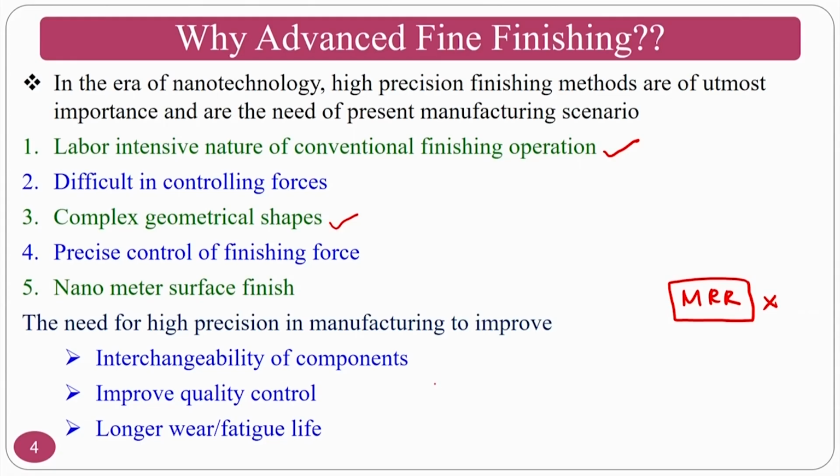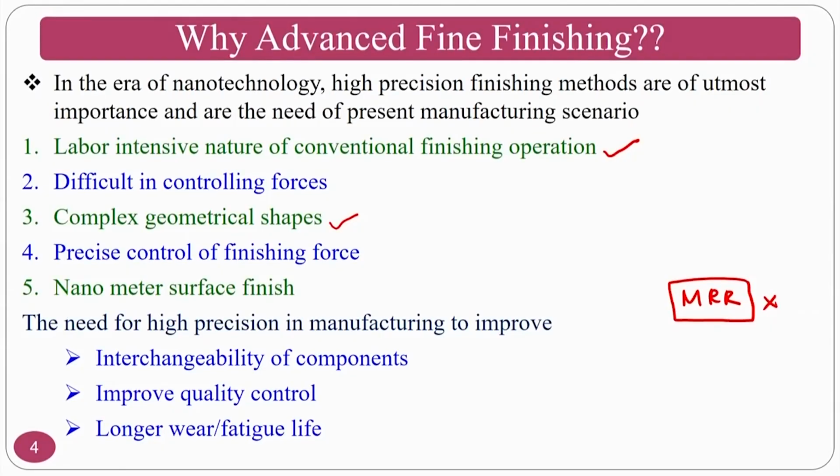The need of high precision manufacturing is to improve interchangeability of components. If you are finishing and everything is good, then interchangeability is good. Improve the quality control. Some of the components in conventional finishing processes may be rejected in the quality control examination. So, if you are going for an advanced finishing process, the surface finish levels will be enormously high. In that circumstance, you are going to get a good quality product, so it can pass the quality control test. Long wear and fatigue life, because your surface peaks and valleys are very small, because of which you are going to get good life.